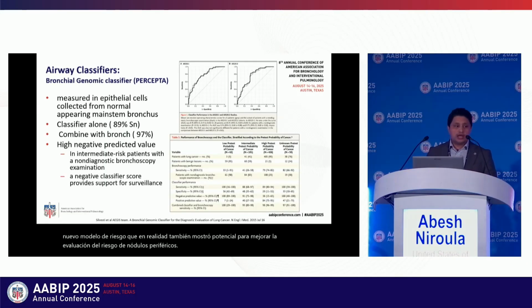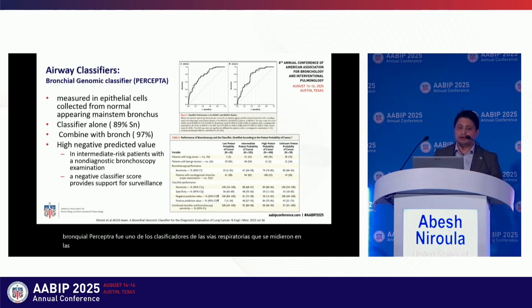Let's move on to the airway classifiers. The bronchial genomic classifier Percepta was one of the airway classifiers, measured in epithelial cells collected from the normal-appearing mainstem bronchus. This was published in NEJM. The classifier alone showed very high sensitivity and a high negative predictive value. In intermediate risk patients with a non-diagnostic bronchoscopy examination, a negative classifier score provided support for surveillance.